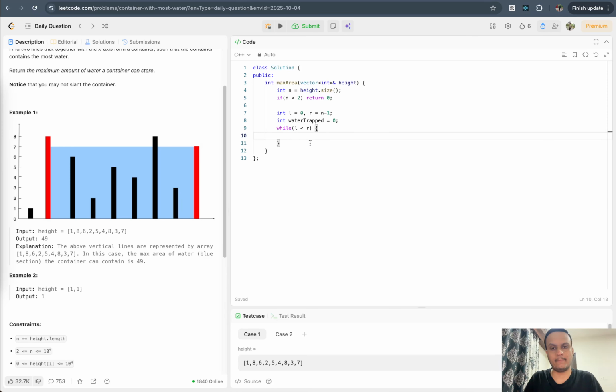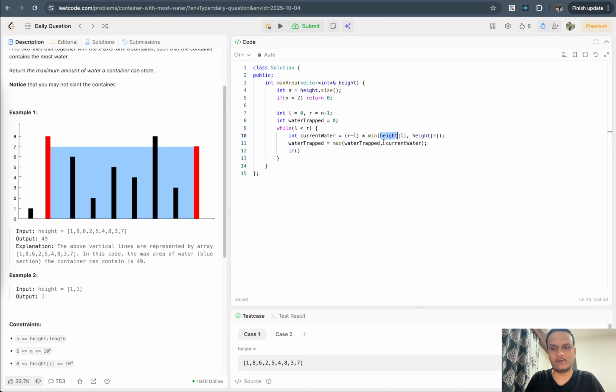Okay, so we will check which of the walls is smaller, we will move that. But before that, let's calculate how much water is trapped with the current l and current r. So water trapped is equal to maximum of water trapped, comma, int current water trapped, equal to r minus l, the length, multiplied by the minimum of height of l comma height of r, which we have discussed. This is the current water we have trapped in the current container, and we take the max of both of them.